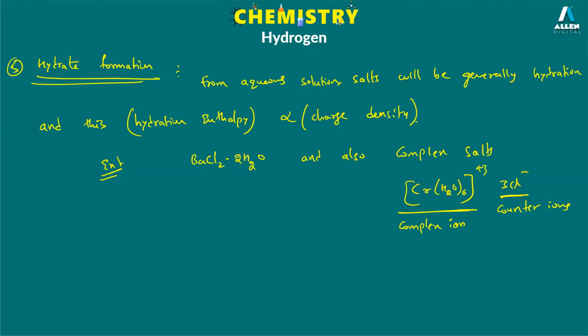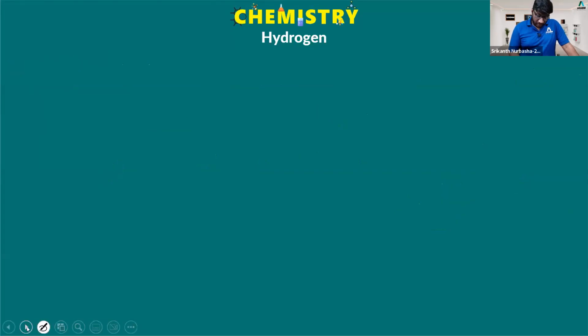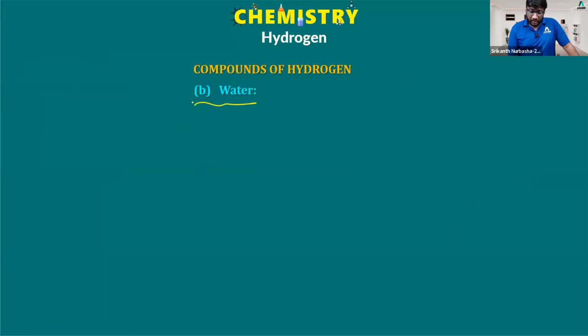Yes, sir. So these are the commercially important compounds of hydrogen. H2 gas is one important compound, and the physical and chemical properties we have seen. If you proceed further, among the compounds of hydrogen we have water, where you have to look at the purification of water. Water will exist as soft water and hard water. Rainwater is actually the purest form of water, but this rainwater falls on different areas where different kinds of salts are dissolved. Because of the dissolution of different salts, this rainwater becomes hard.